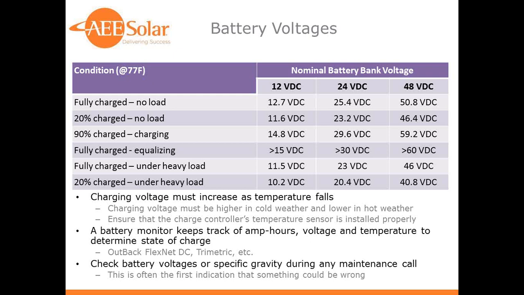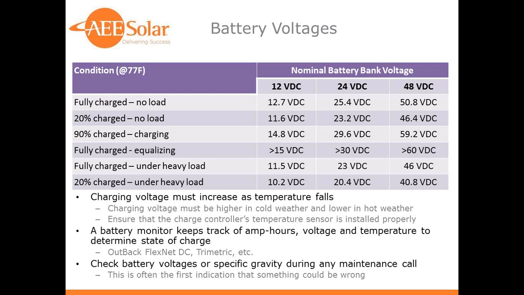For instance, in a 12-volt battery, fully charged with no load on it, it's typically going to read 12.6 or 12.7 volts DC, twice that for a 24-volt battery, and 4 times that for a 48-volt battery. If the battery is only 20% charged, meaning it's 80% discharged and there's no load, it's going to read a much lower voltage.